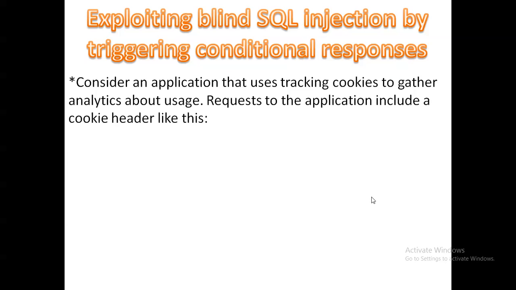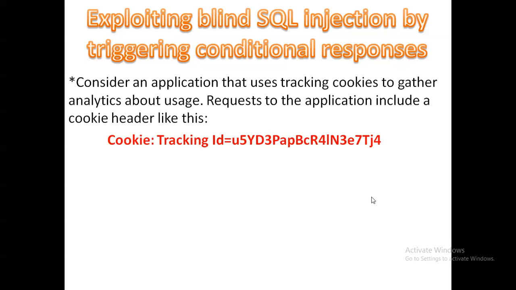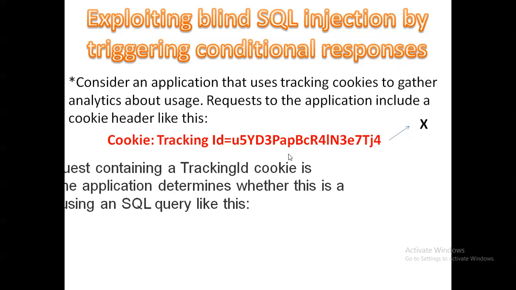Let's consider an application which is using a tracking cookie to gather some analytics about usage, including the cookie header. Let's take an example of a cookie header like TrackingId with some alphanumeric characters, as you have seen here. Let me name this X. This alphanumeric value can be different from PC to PC.